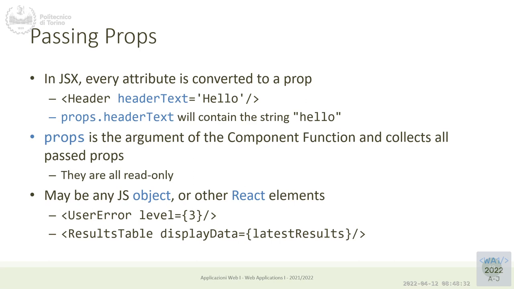Okay, properties are very easy because actually they are just function parameters. We already are familiar with those. When we call a component, when we instantiate a component, we can define the properties just like attributes, and inside the function we will find the values inside the props argument, function arguments. They are read-only, they are immutable, we should not touch them.